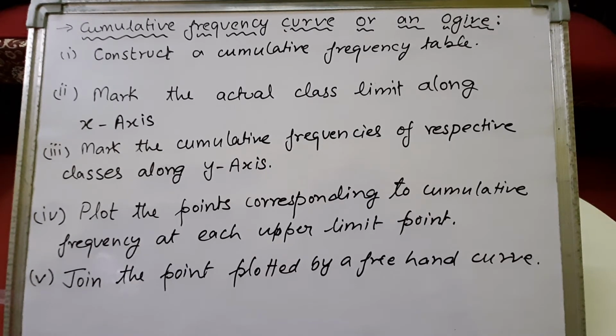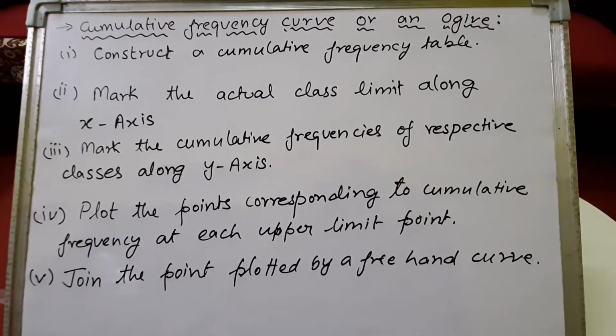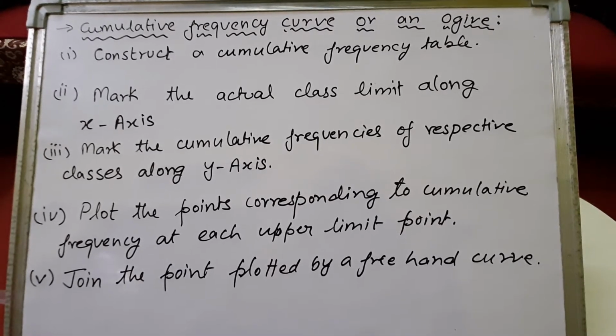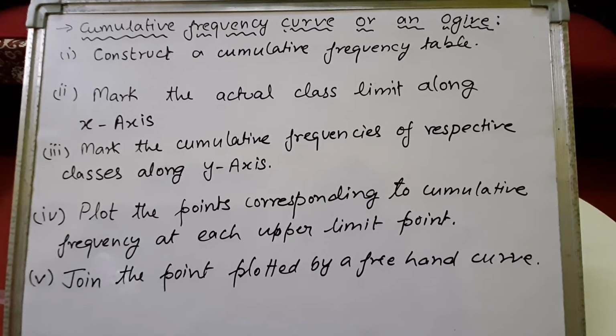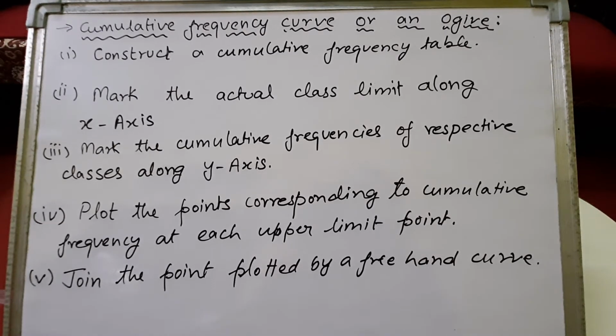Let's move to the second point. It is written: mark the actual class limits along the x-axis. Generally, suppose the class interval is given in non-overlapping form, not in overlapping form. Then what is the actual class limit? The class limit of the overlapping class interval is the actual class limit. That means we have to convert the class interval from inclusive form to exclusive form, right, children? And we have to mark those points along the x-axis.